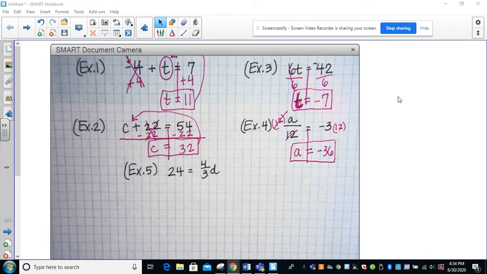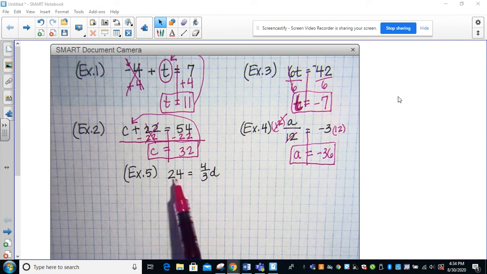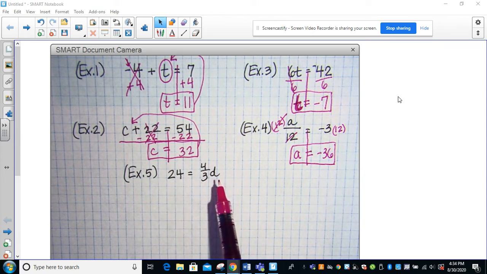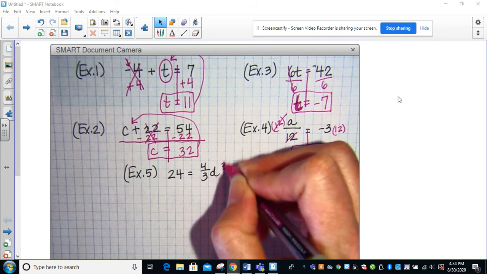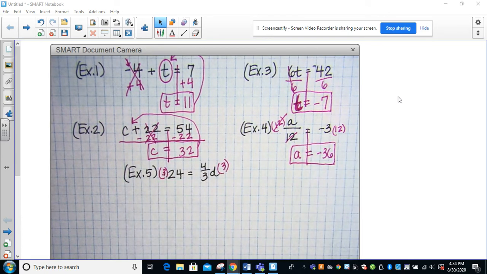Now, I saved example 5 because it's a little more complicated, because it has a fraction and the letter D, and it has the variable on the right-hand side. So it's got a little bit of confusion going on with it. Let me give you a hint. Whenever you have a fraction, and you don't like dealing with fractions, let's get rid of that fraction by getting rid of the denominator of 3. To do that, we multiply, watch how this happens, multiply both sides by 3.